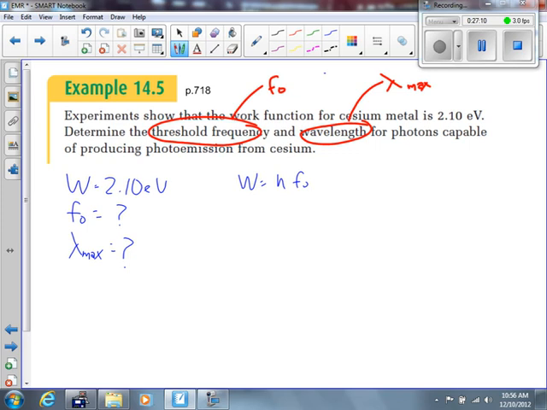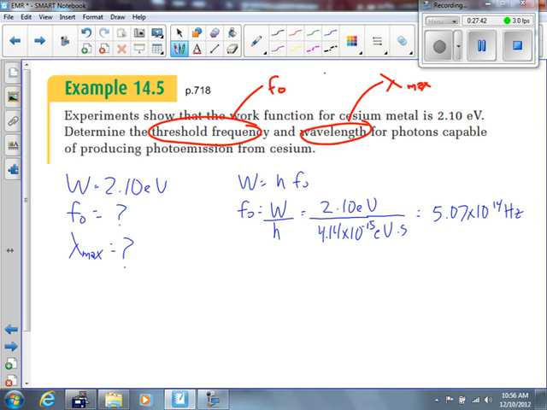We've got to convert the 2.1 electron volts to joules, right? We can do that. That's fine. But in this case, we're allowed to use electron volts, so you want to save yourself a little bit of work. Let's go ahead and do that. Work function of 2.10 electron volts over Planck's constant of 4.14 times 10 to the negative 15 electron volt seconds. What do we get when we divide those two? 5.07 times 10 to the 14. Okay, that makes sense, probably visible light, right? 5.07 times 10 to the 14 hertz.